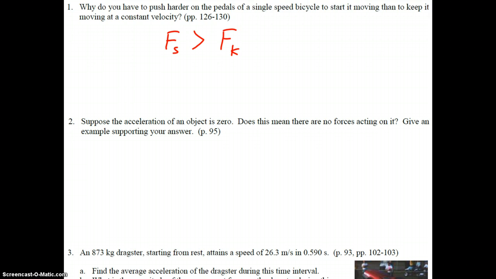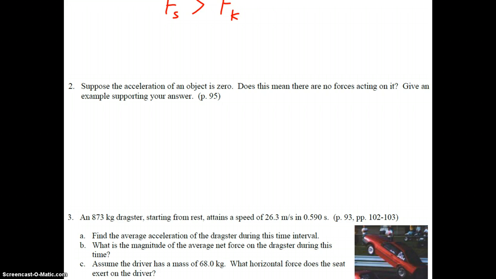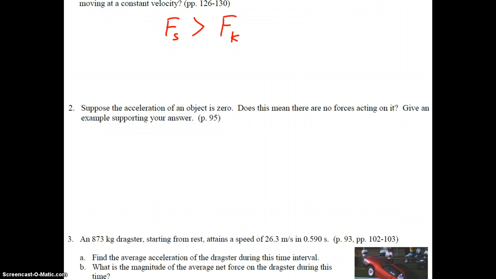Moving on to number 2. Suppose the acceleration of an object is 0. So let's highlight that. Acceleration of the object is 0. A equals 0. Does this mean there are no forces acting on it? Give an example supporting your answer. All right, does this mean there are no forces acting on it if the acceleration is 0?